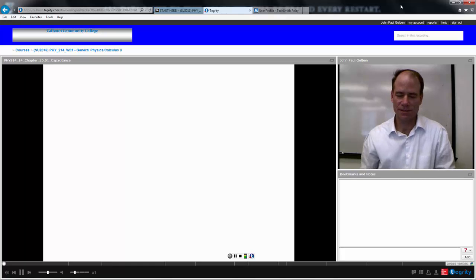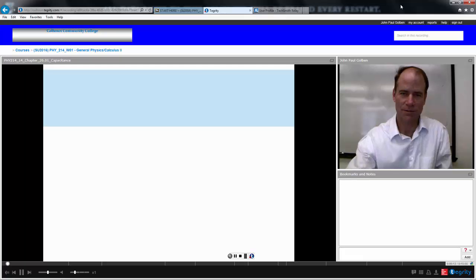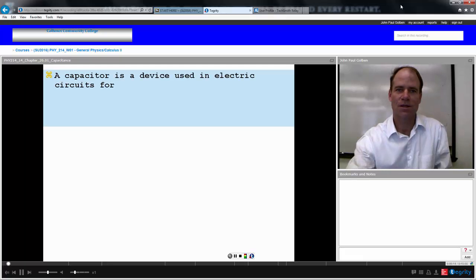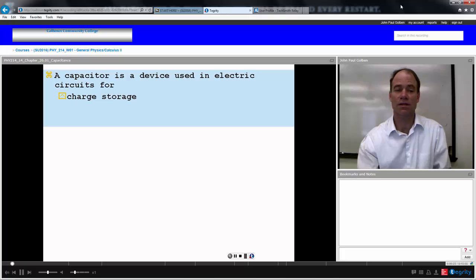You've looked at electrodynamics and you're ready to get into circuits. But we need to transition there, and the best transition chapter for that is chapter 26, concerning capacitors. A capacitor is a device used in electric circuits for, one thing, charge storage.